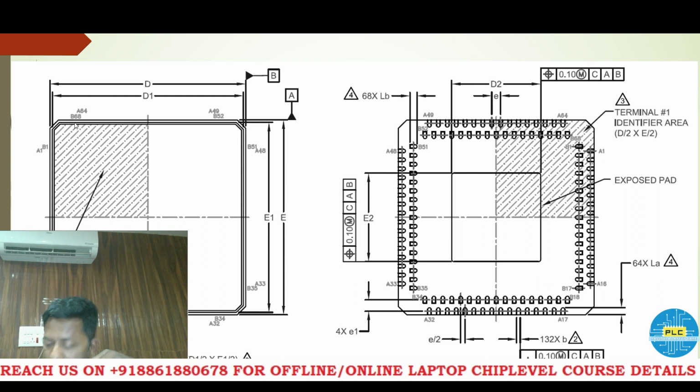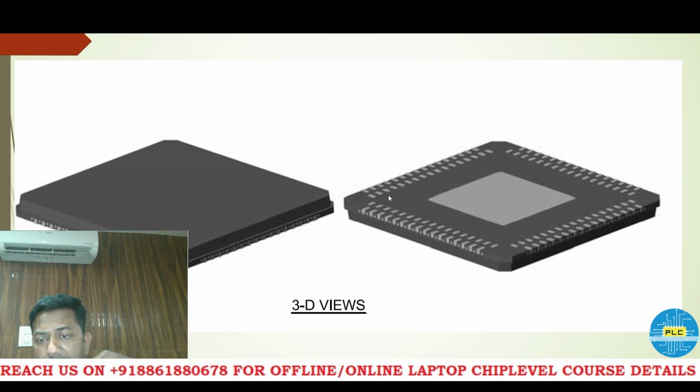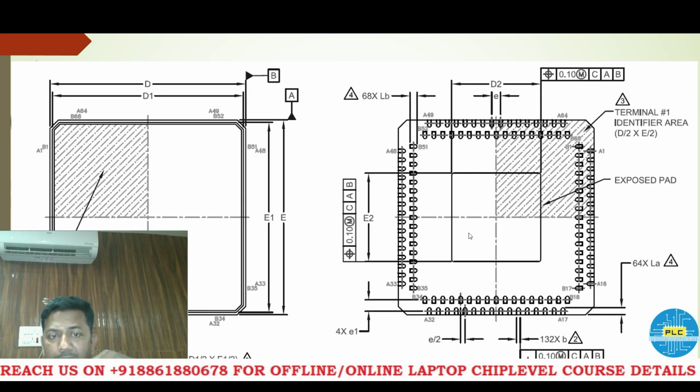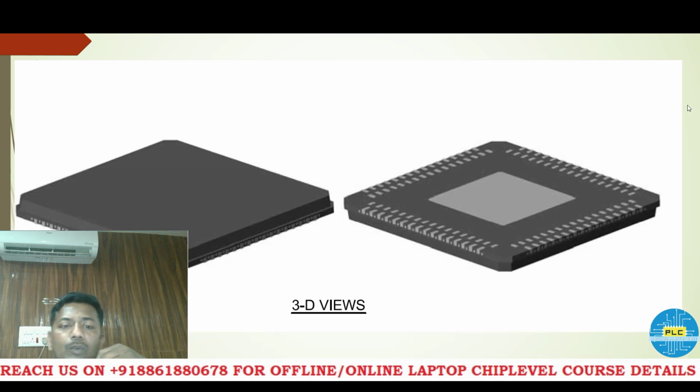Inside, there is one more part, which we call B. From where the beginning is, its inside part is B1 to B17, B18 to B34, B35 to B51. Like that A1 to A16, A17 to A32, A33 to A48, A49 to A64. That's it. So total how many pins? 132 pins.